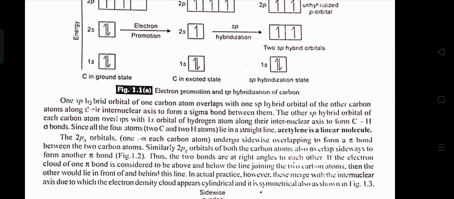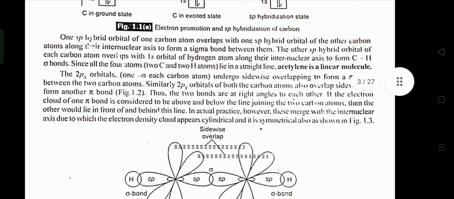One sp orbital of one carbon atom overlaps with one sp hybrid orbital of the other carbon along their internuclear axis to form the sigma bond between them. The other sp orbital of each carbon atom overlaps with the s orbital of a hydrogen atom along their internuclear axis to form a C-H bond. Since all four atoms lie in a straight line, acetylene is a linear molecule.